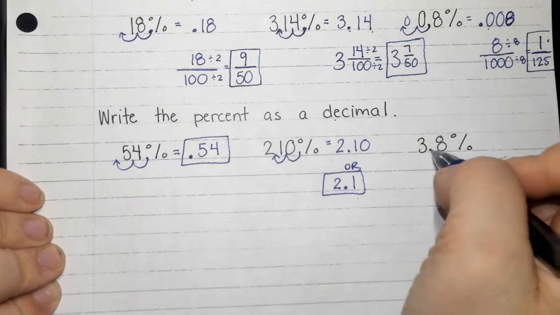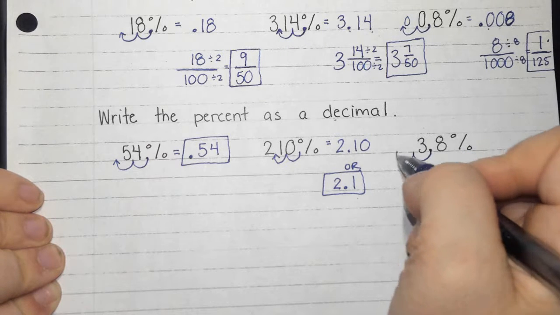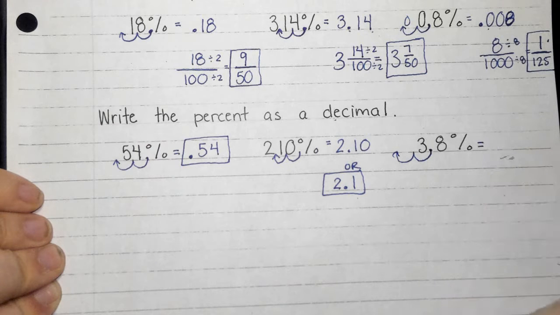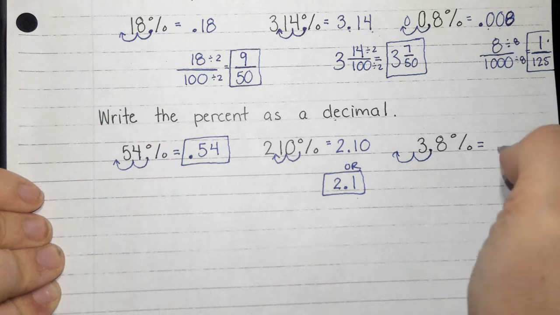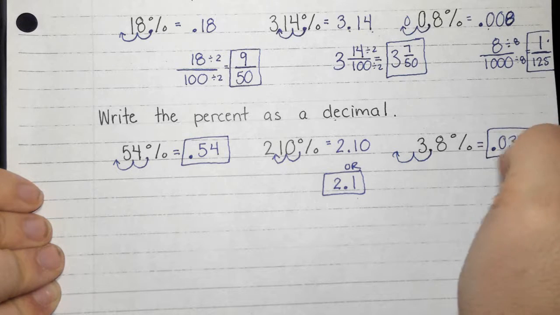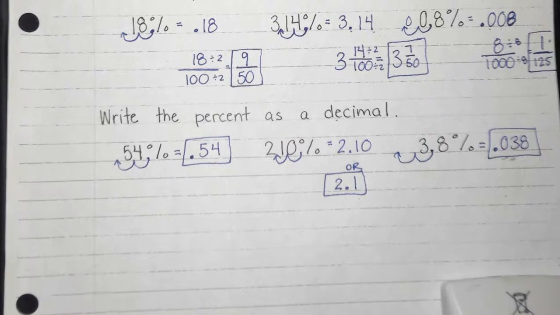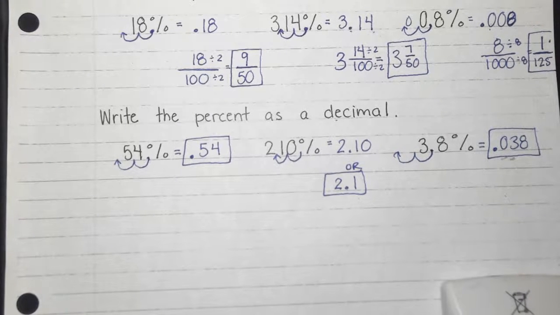All right, and then my last one. I'm going to move that decimal over to the left. And what do we get for the last one? Lyric. 0.038 or 38 thousandths. Okay. Are there any questions about that?